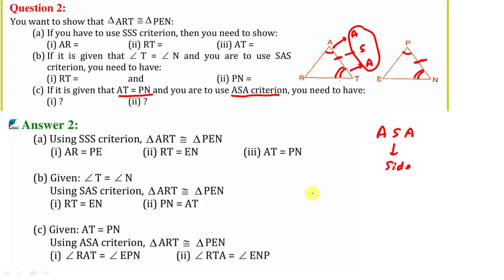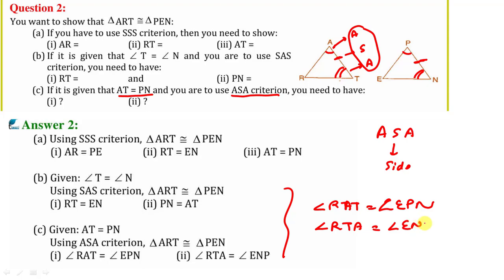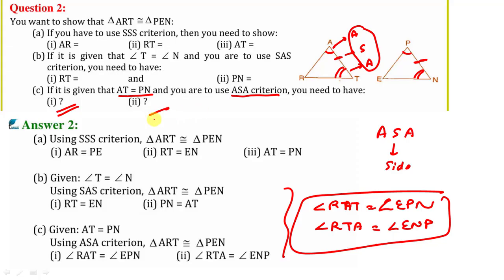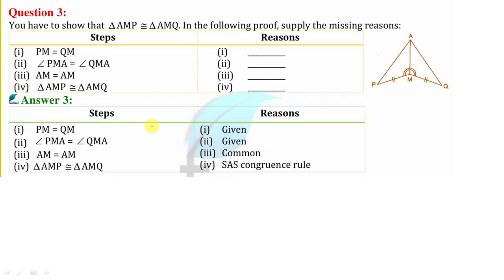So here, what are the other values that are equal? The value of angle RAT is equal to angle EPN, and the second is that angle RTA is equal to angle ENP. So these two are the other conditions.